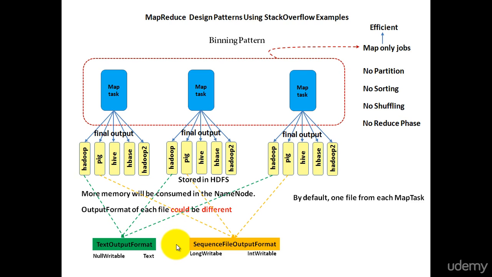But in our example, the output format of all the files is text output format. But it is always possible to have different output format for each output file. Let's understand the code now.